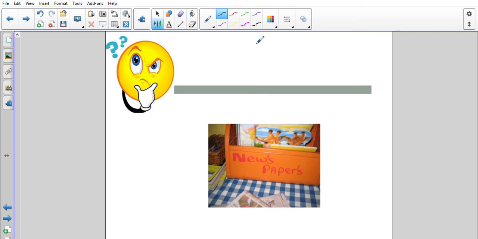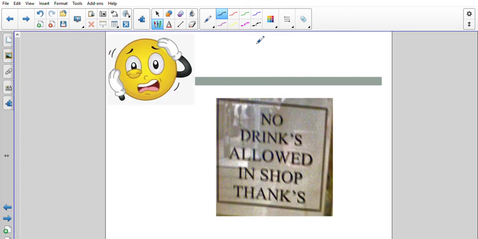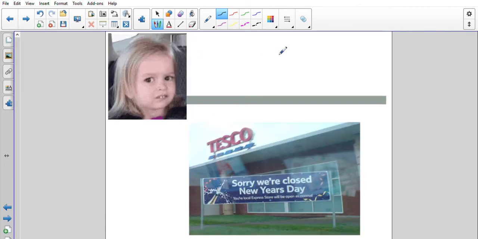Okay, newspapers. Apostrophe before every S. It's just describing that there's newspapers there. They don't need apostrophes. No drinks allowed in shops, thanks. Again, random apostrophes that are not needed. This is my face right now as I am looking at this as well. And this is my favourite face.